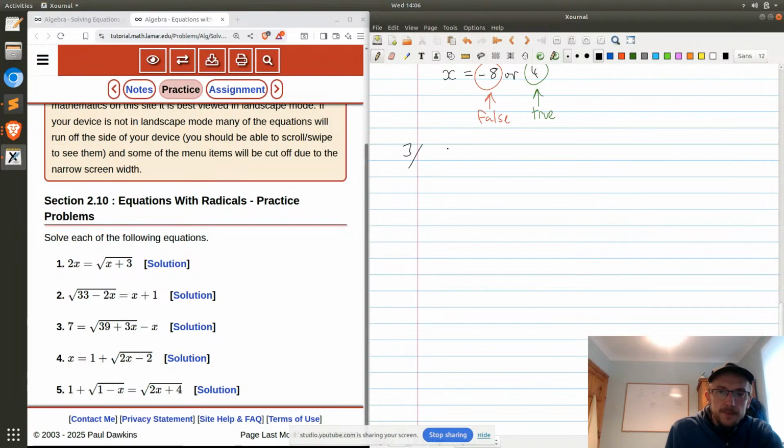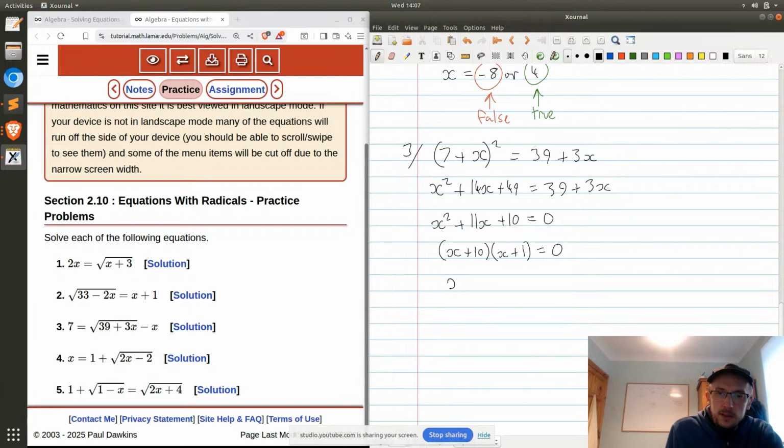Take things for granted. So put x on the other side. Square it. And bring it over. Bring it over. And factorize. And solve. And check. Check everything.